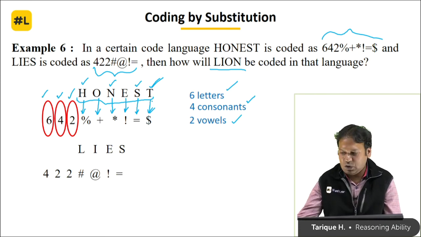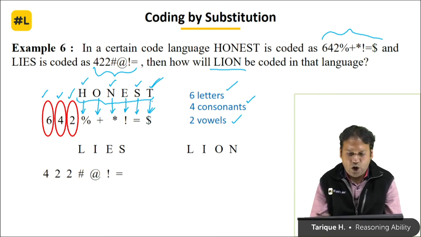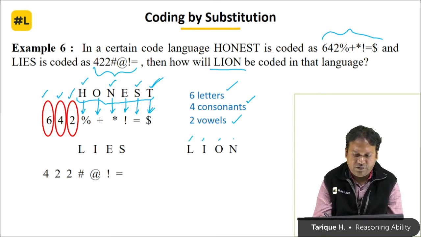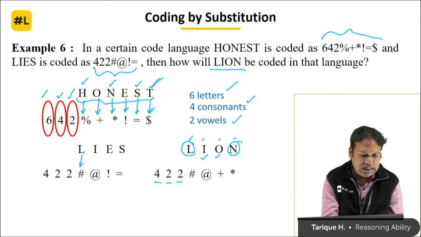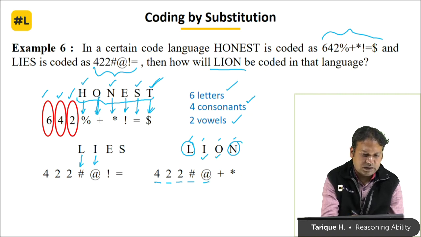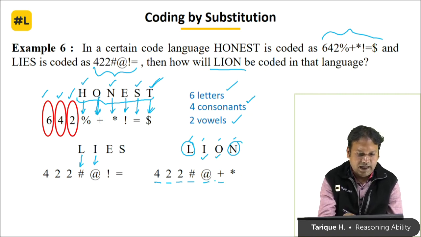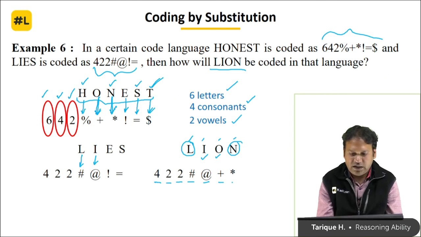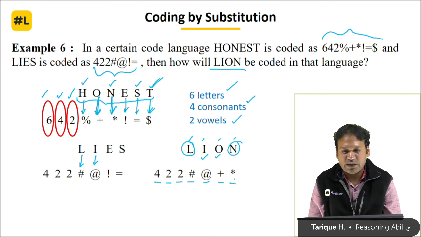Same thing is done with lies also. So if you do the same thing with lion, what will be the answer? How many letters are there? 1, 2, 3, 4. So we have 4 letters. How many consonants are there? L and N, so 2. How many vowels? 1 and 2, 2. Now what is the code for L? L is hash, that's how we get hash here. I is at, so we get here at. Where is O? O is plus, so we write plus, and N is star, so we write star. That is what is the answer for this question.